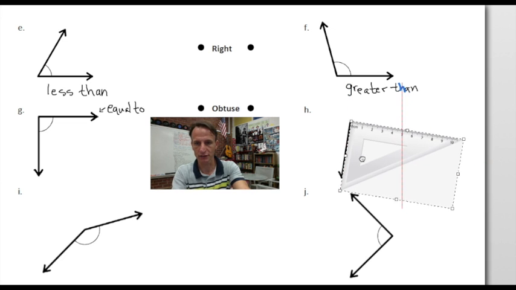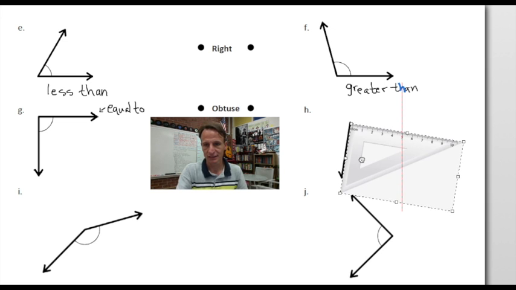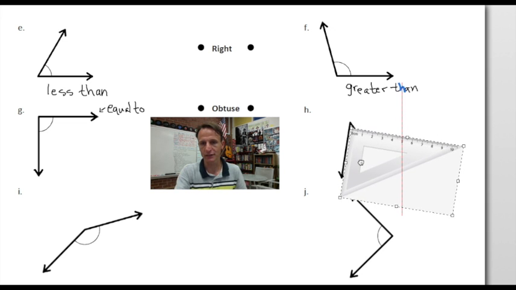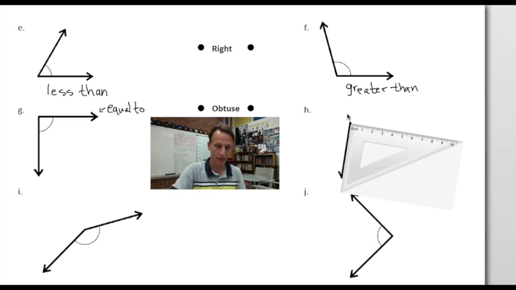Fortunately, you have your handy little piece of paper. Okay, there we go. We can see that this is clearly less than. There it is. So line up the corner of the triangle with the vertex. This is clearly less than a right angle. So it's acute.